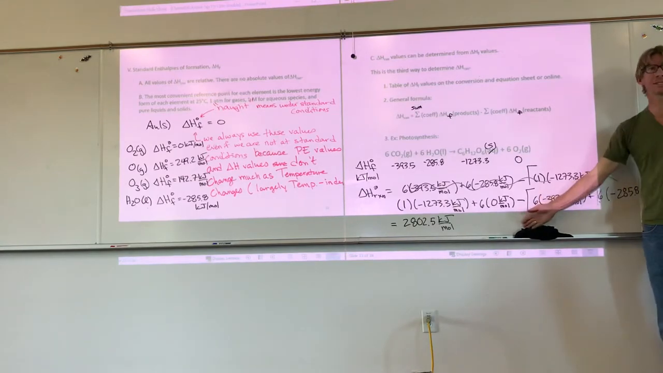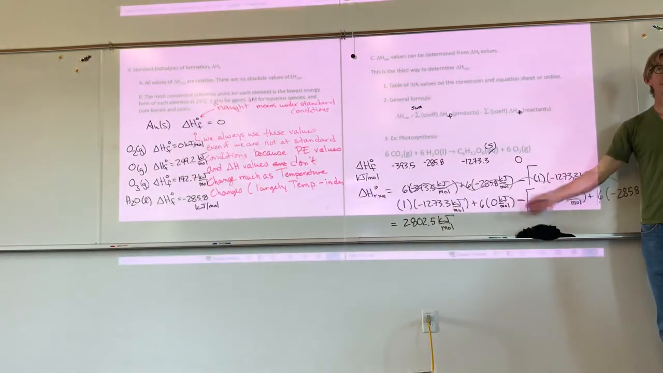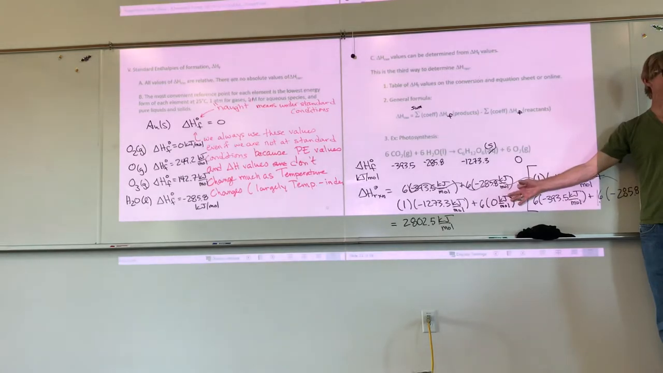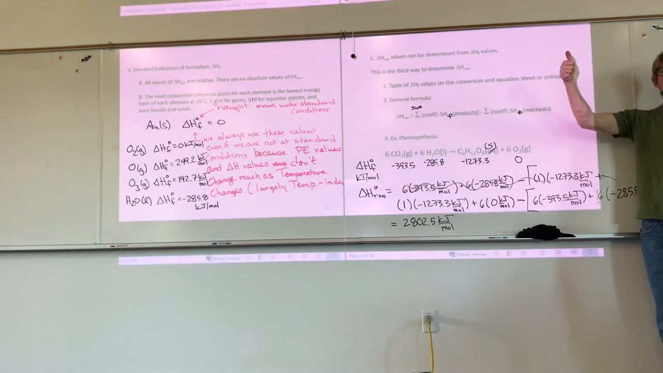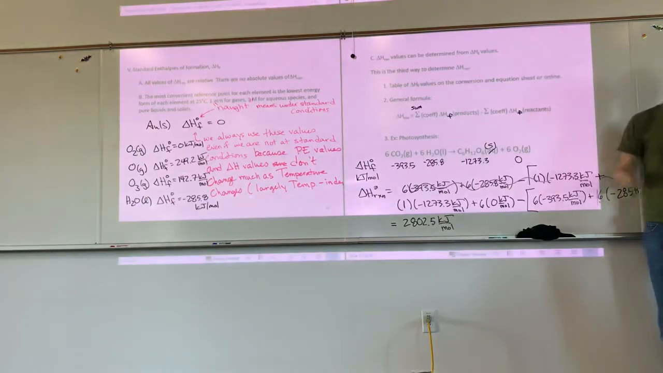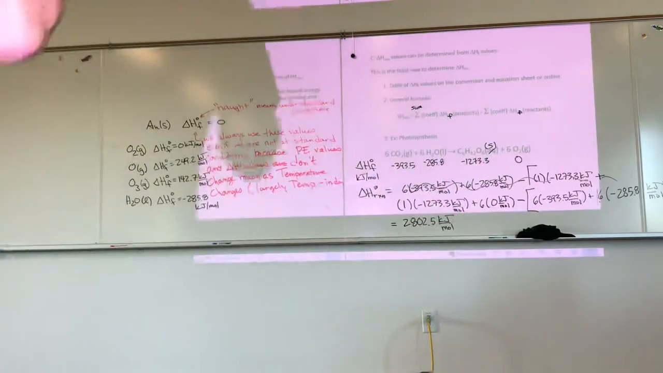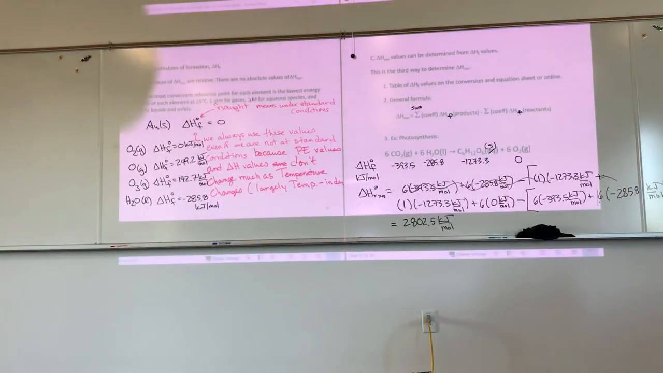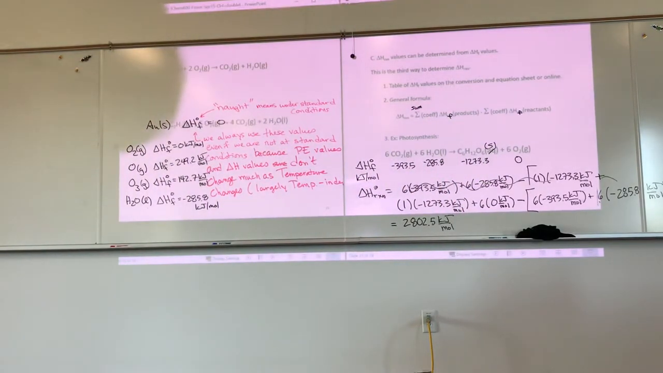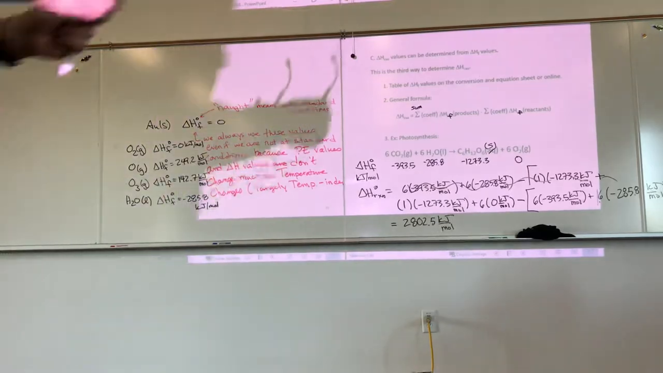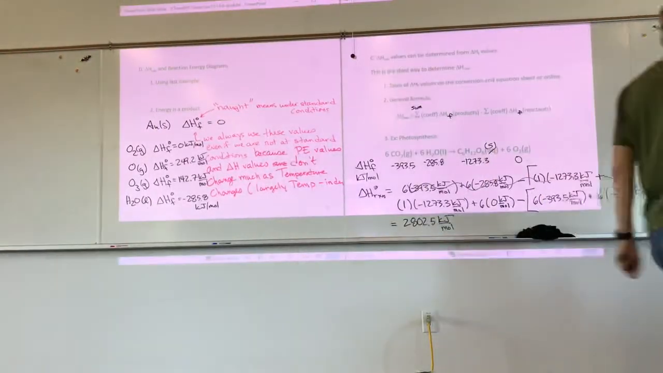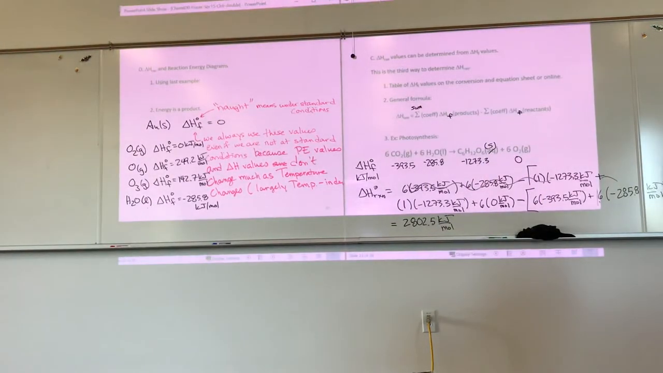Anyway, any questions about this? This is your third way to determine delta H reaction: coffee cup calorimetry, Hess's law, starting with delta HF values. All right. What else is left then? More examples. These are companion problems for you to work. Delta H reaction and reaction energy diagrams.